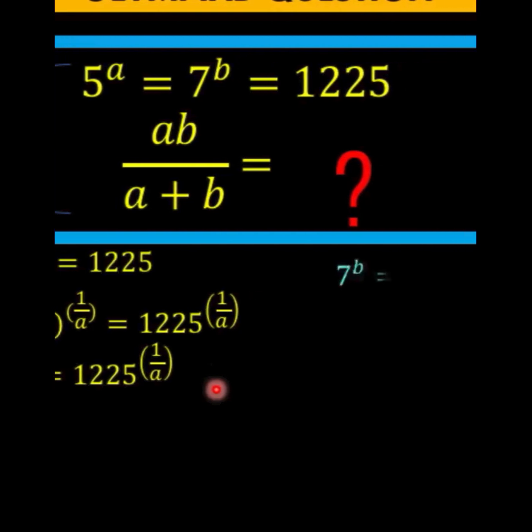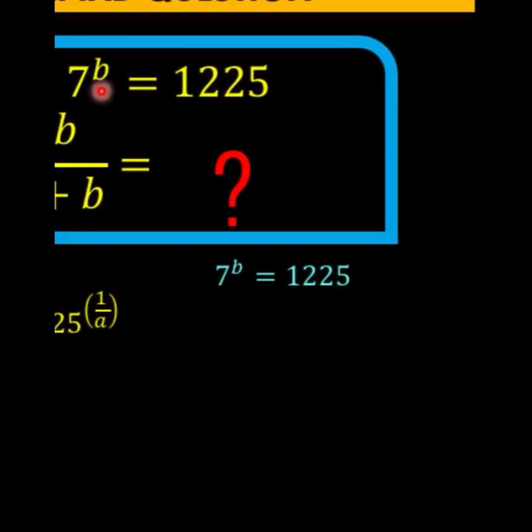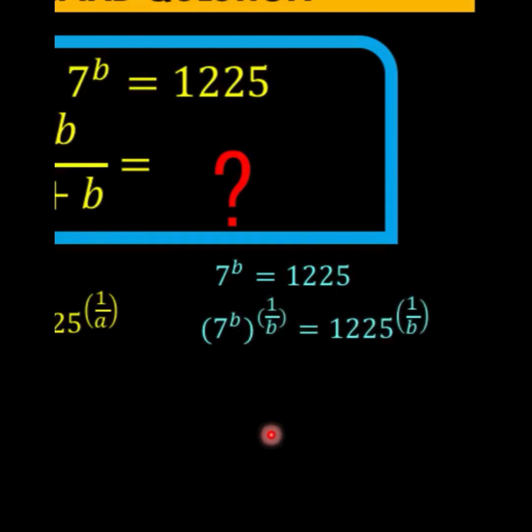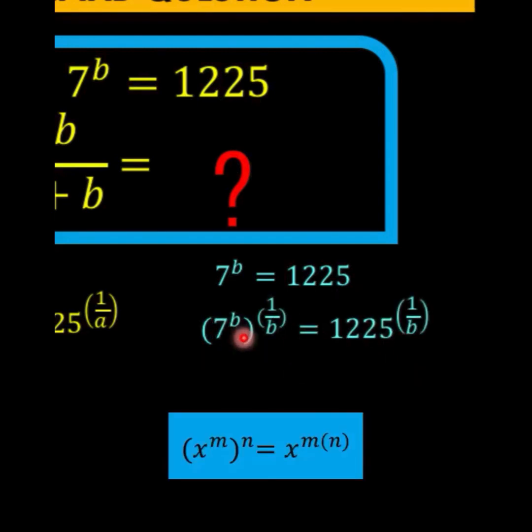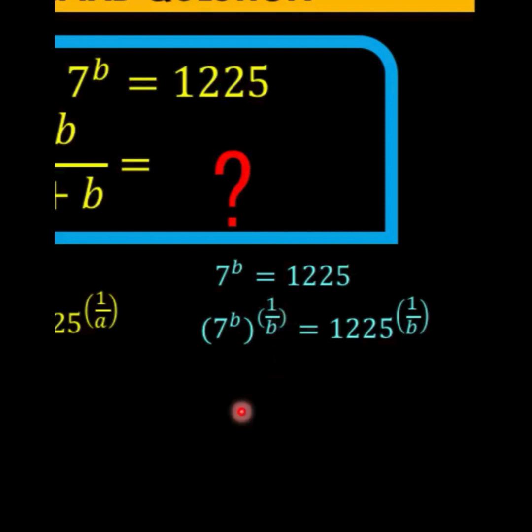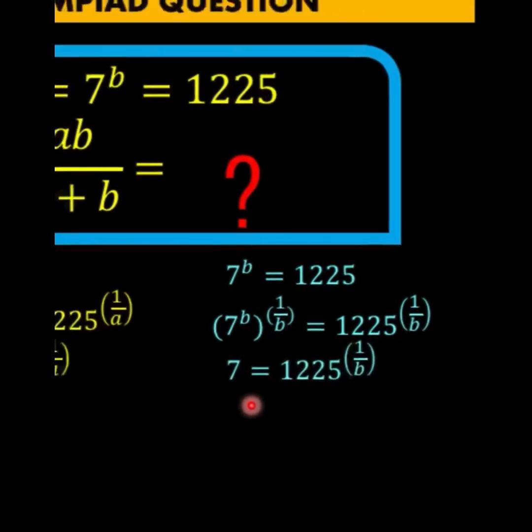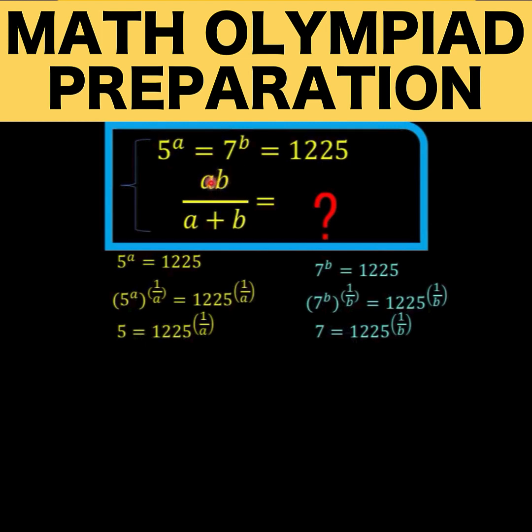Now, from the given 7 raised to b equals 1,225, we can also raise both sides of this equation to 1 over b to arrive at this form. And by power of power rule, this can be simplified by just multiplying the exponent b times the other exponent 1 over b to get 7 at the left, and we just copied the right side. Now, since we want to get the product of a times b, let's multiply these two equations. That means we multiply 5 times 7, and at the right side of the equation, we multiply this expression to that expression. Let's do that.